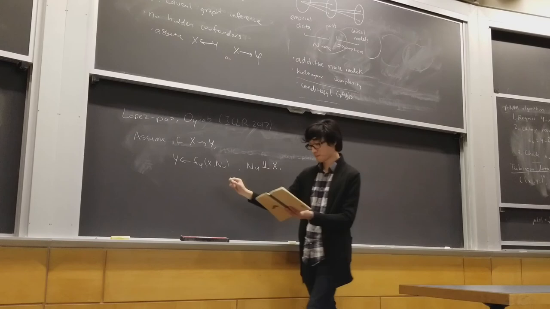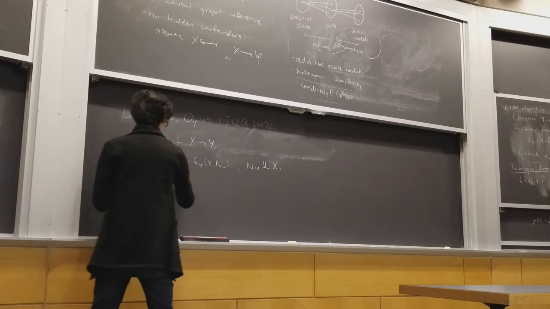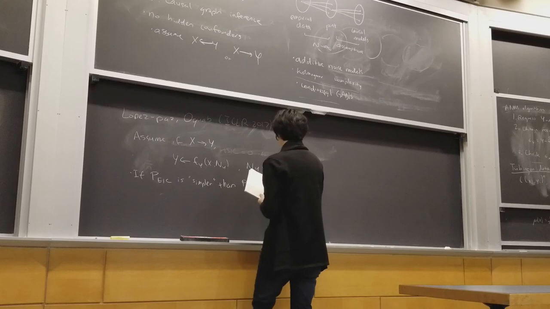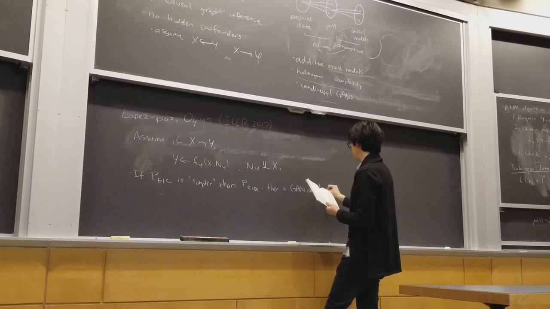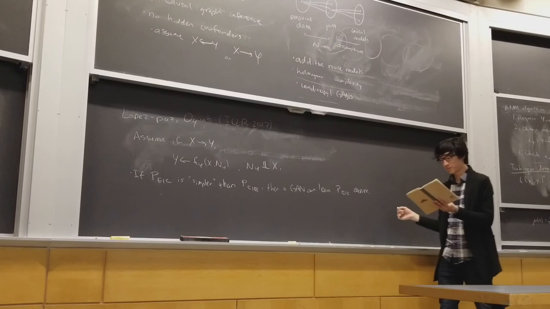Then maybe intuitively, we might imagine that if the mechanism that maps cause onto effects is somehow simpler than the mechanism going in the opposite direction, then a GAN can learn P of E given C more easily. And this is, again, very hand-wavy intuition, but in this paper, this is the approach that's suggested by these ideas.